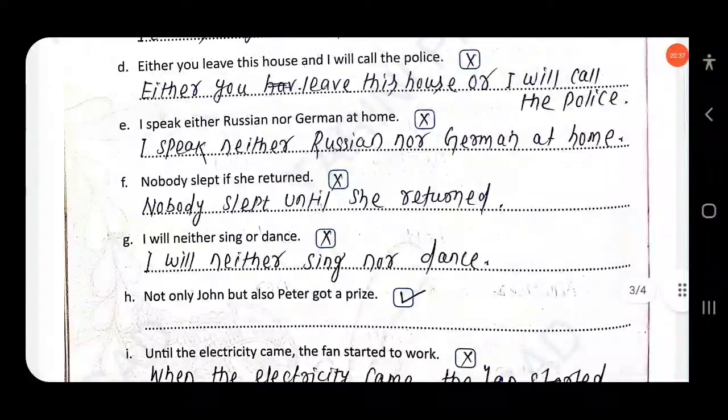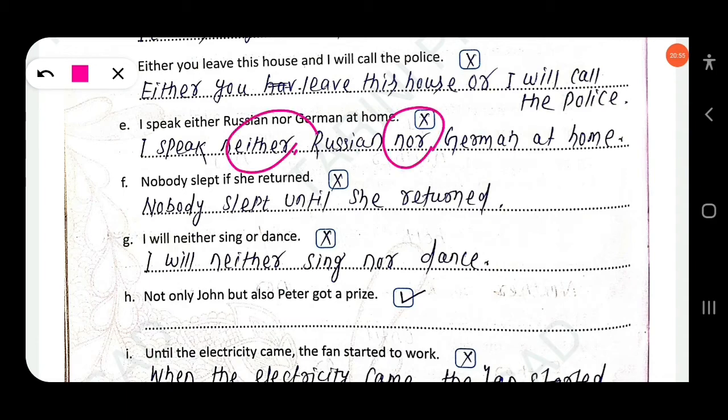Then next here, "I speak either Russian nor German at home." Do you know, I don't speak Russian, I don't speak German at home. Both are negative. I speak neither Russian nor German. Okay, clear?